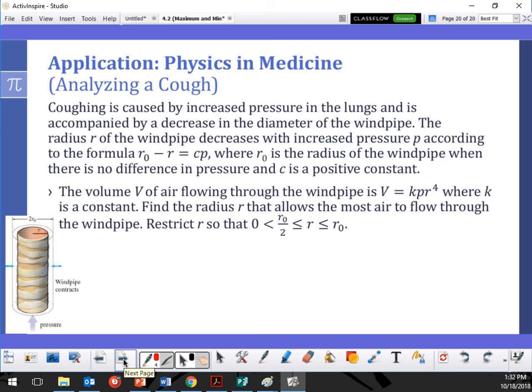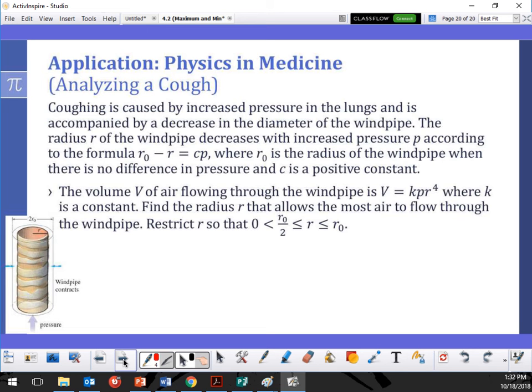Okay, coughing is caused by increased pressure in the lungs and is accompanied by a decrease in the diameter of the windpipe. The radius r of the windpipe decreases with increased pressure P, according to the formula R sub naught minus R equals C times P, where R is the radius of the windpipe, R sub naught is the radius of the windpipe when there is no difference in pressure, and C is a positive constant. The volume of airflow, V, through the windpipe is V equals K P R to the fourth, where K is a constant. Find the radius R that allows the most airflow through the windpipe.